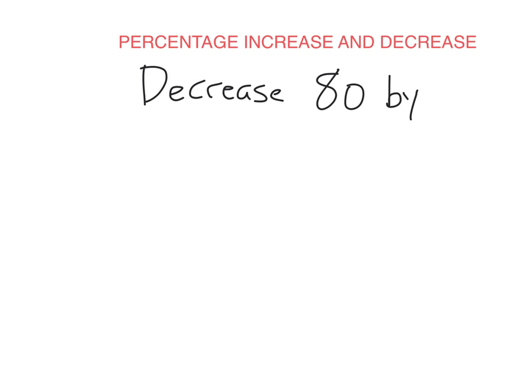So let's say first I wanted to decrease, let's say, 80 by 60%. Okay, so before we get into it, we can have a kind of guess at what the answer is. We're decreasing 80 by more than half. So the answer we get should be a little less than 40. So how do we do that?